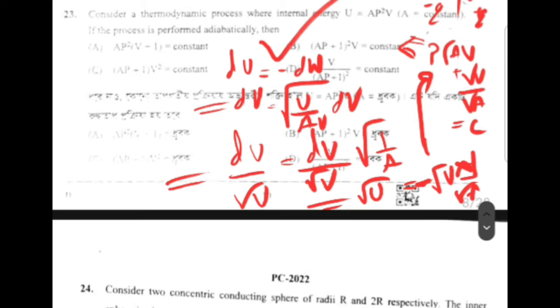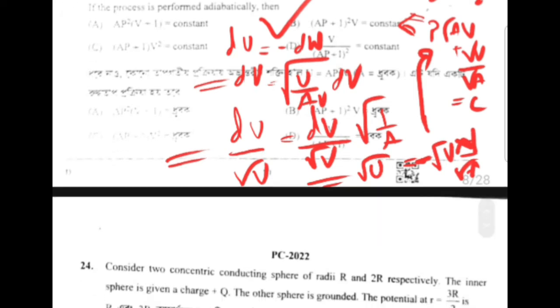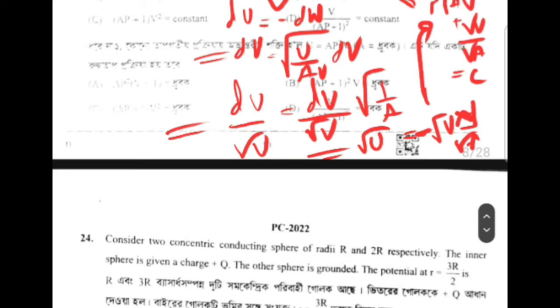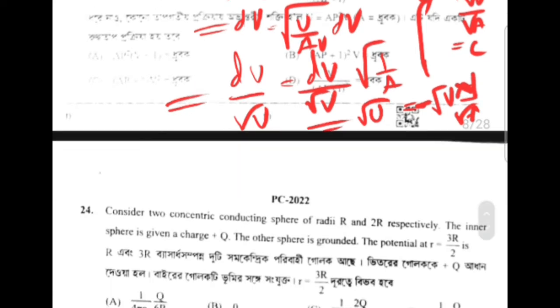Consider two concentric conducting spheres of radius r and 2r. The inner sphere is given charge q, the other is grounded. The potential at r equal to 3r by 2 is given as? If you apply the formula, V equals kq by 3r by 2 plus k into minus q by 2r, you will get kq by 6r as the correct option. That is option 1.